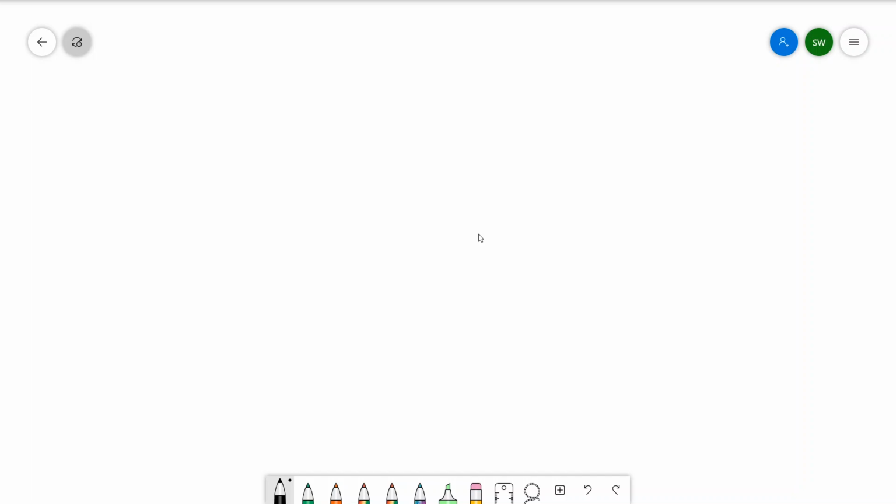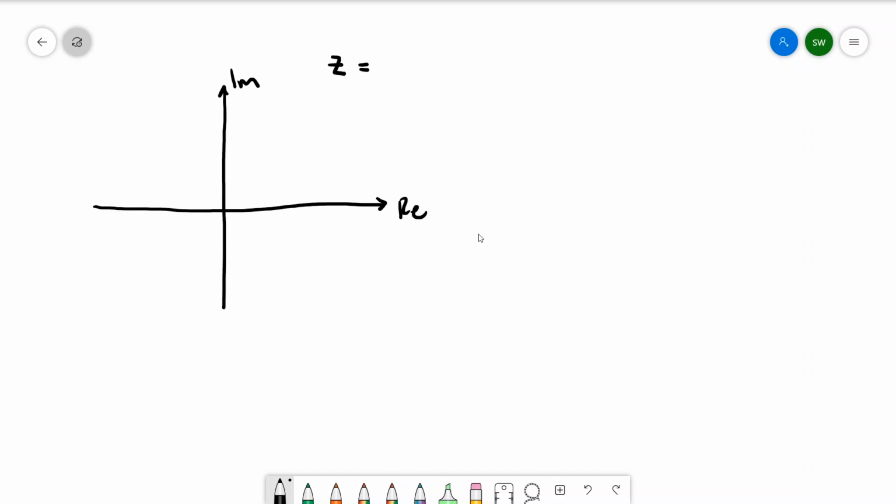Before you have a go at the exercise, it's worth looking at some general formulas which relate to the modulus and argument of a complex number. So let's say that we've got a complex number, let's call it z, and it's got a real part which is x and an imaginary part which is y. So it's represented by the coordinate x, y.